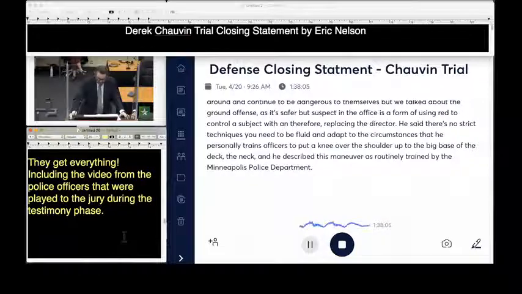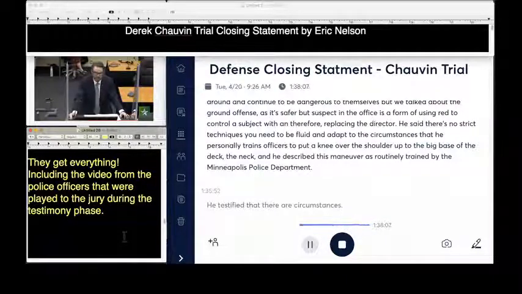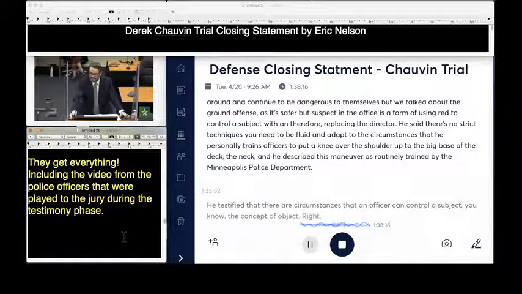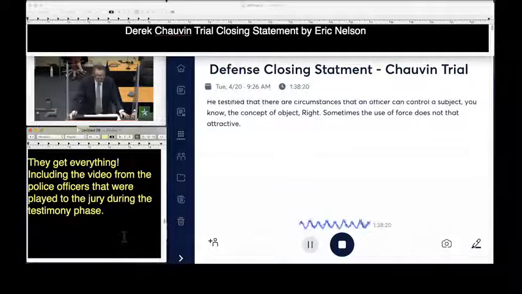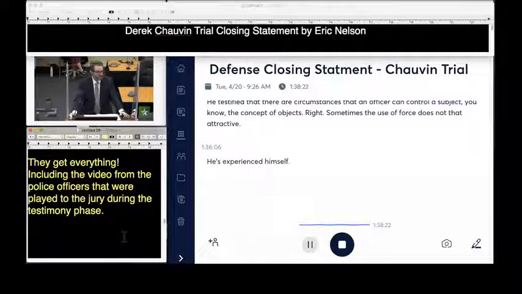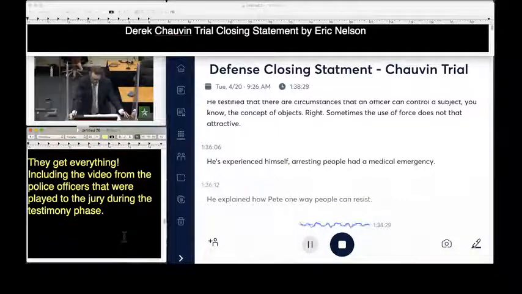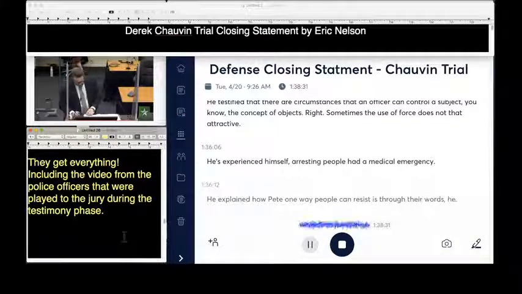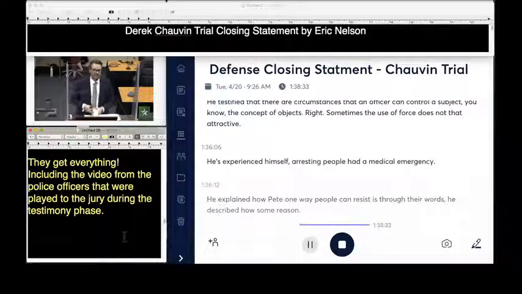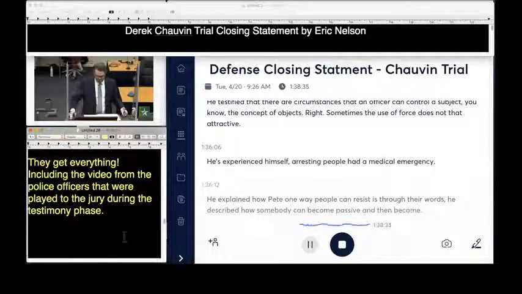He testified that there are circumstances where an officer would need to use his weight to continue to control a subject. He recognized the concept of awful but lawful, right? Sometimes the use of force is just not that attractive. He's experienced himself arresting people who have claimed to have a medical emergency. He explained how one way people can resist is through their words. He described how someone resisting can become passive and then become resistant again, and vice versa.